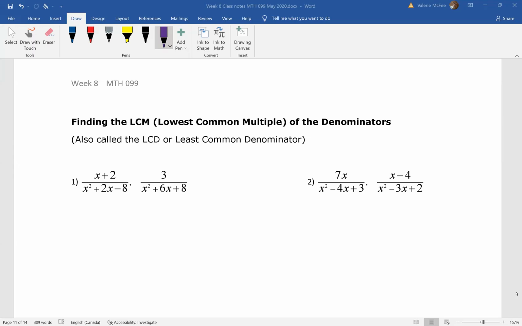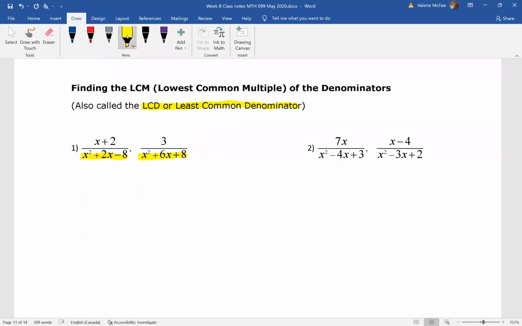In the last video lesson, we looked at finding the lowest common multiple of polynomials. In this lesson, we want to apply that idea to finding the lowest common multiple of the denominators of our rational expressions. Now, I think in Pearson, you'll often see that called the LCD, or the lowest common denominator. So if we're looking at our denominators, you'll see that they're both polynomials. So we're going to use the same strategies we found for finding the lowest common multiple.